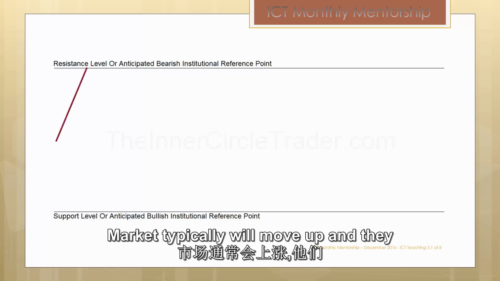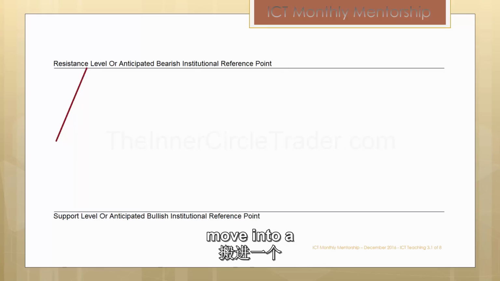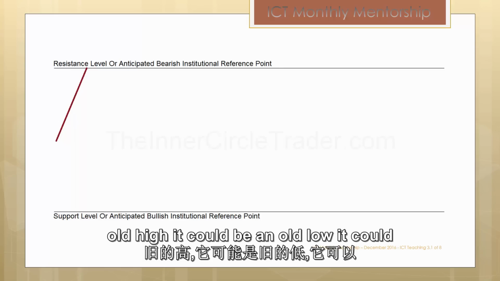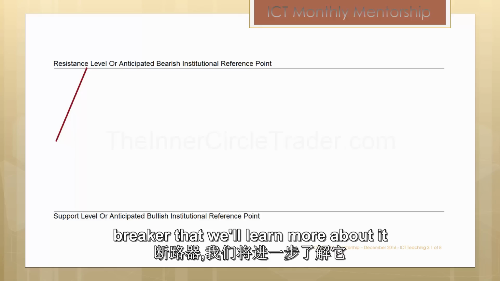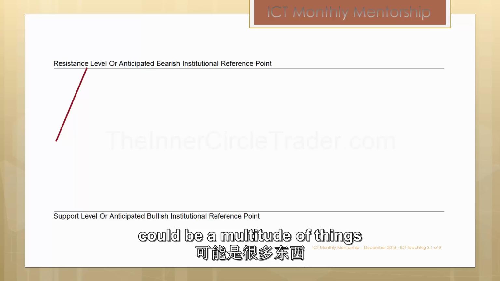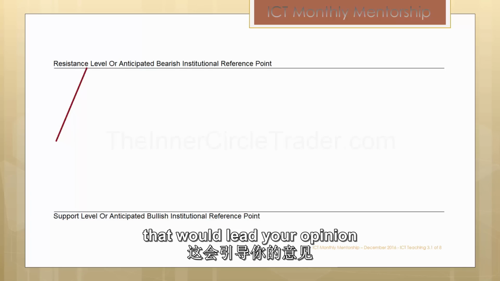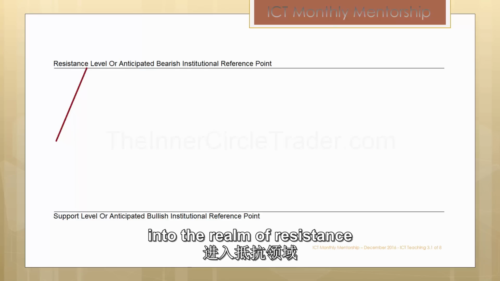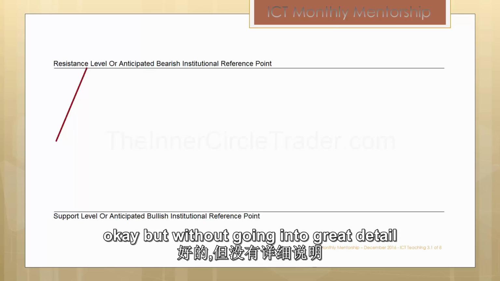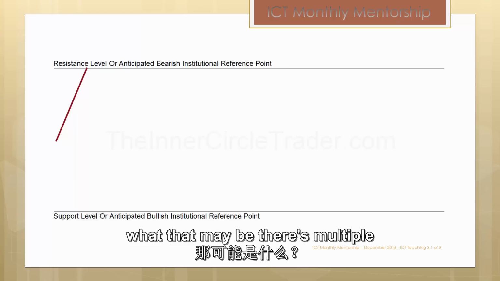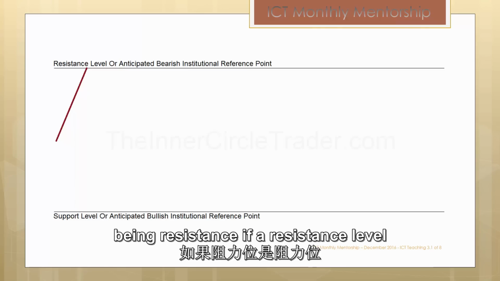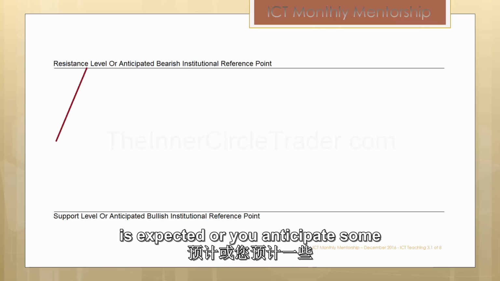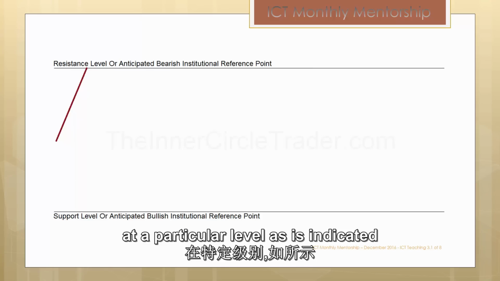the market typically will move up into an old high. It could be an old low. It could be a bearish order block. It could be a breaker that we'll learn more about. It could be a multitude of things that would lead your opinion into the realm of resistance. But without going into great detail about what that may be, there are multiple opportunities to frame that idea of being resistance.